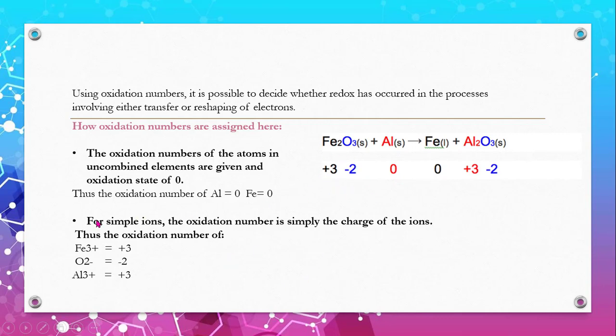However, for simple ions, the oxidation number is simply the charge of the ion. So we have an oxidation state of +3. In this case, iron has a charge of 3+, right? For oxygen, oxygen has a charge of -2, so we give it an oxidation number of -2. Aluminum has a charge of 3+, and we will give it an oxidation number of +3. So I'm sure you're seeing a pattern here, right?